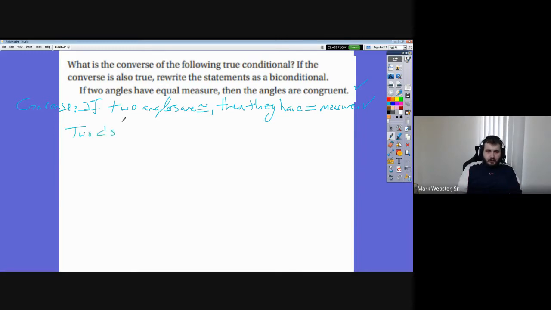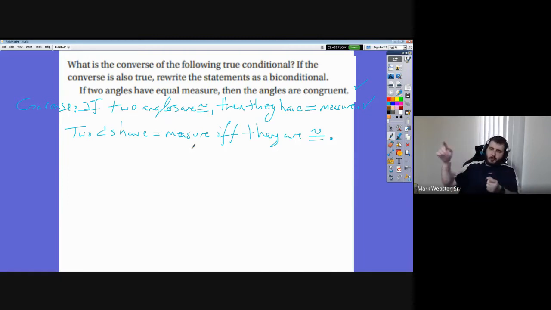Two angles have equal measure if and only if, and I'm going to do the IFF, they are congruent. And that's true for any angle, any segment, because when you go through, you look at the piece. If the two pieces are identical, they measure the same, right? If you've got two line segments, one of them's 5 inches, the other one's the same, so it also better be 5 inches.